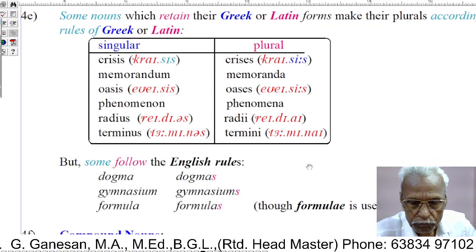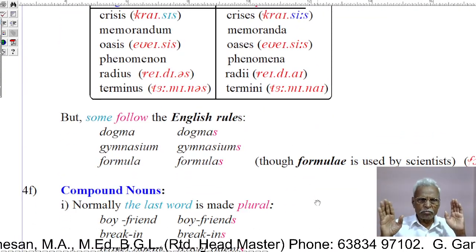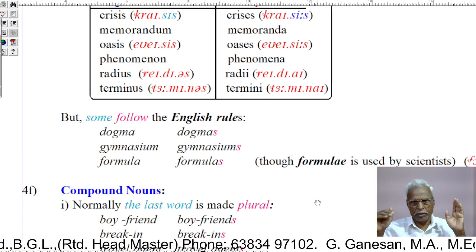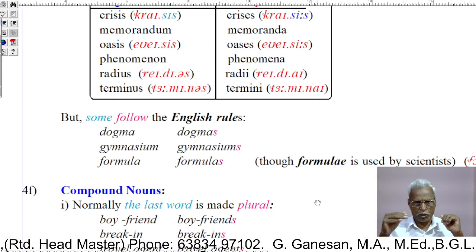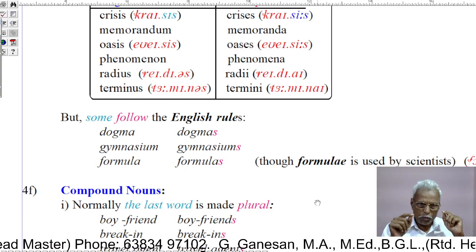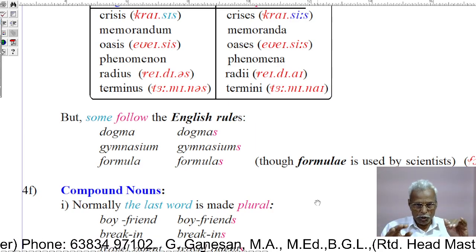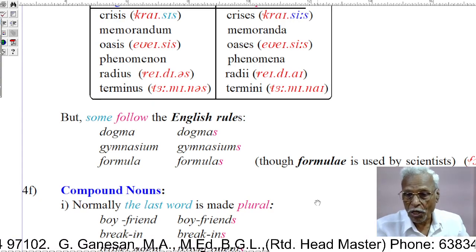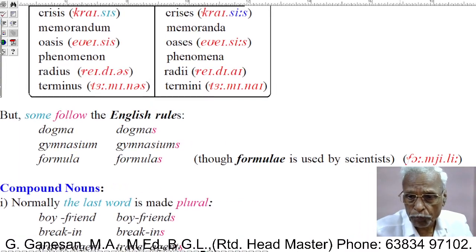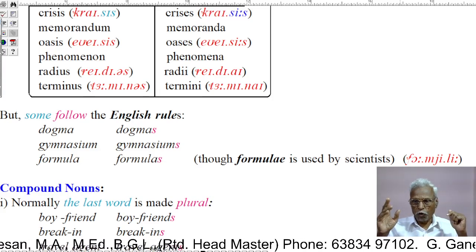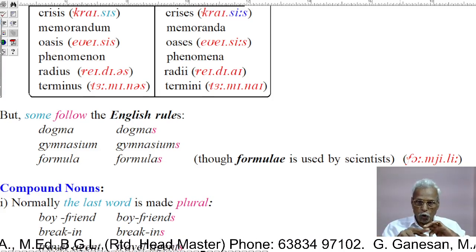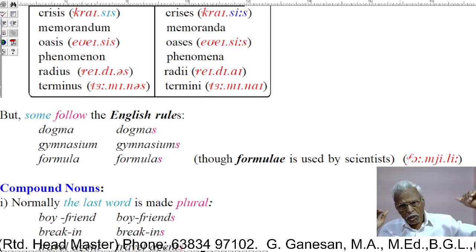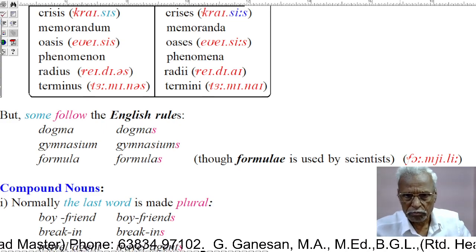But some of the words borrowed from other languages, particularly from Greek and Latin, follow the English rules to form their plurals. Examples: dogma, dogmas; gymnasium, gymnasiums; formula, formulas. But scientists use the plural formulae. Ordinary people use formulas. Formulae is used by scientists.